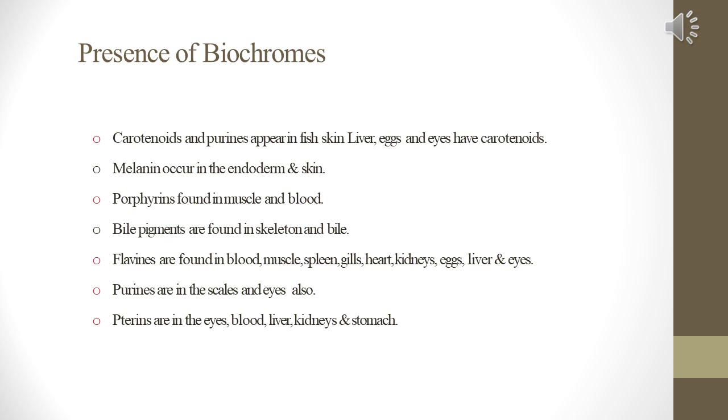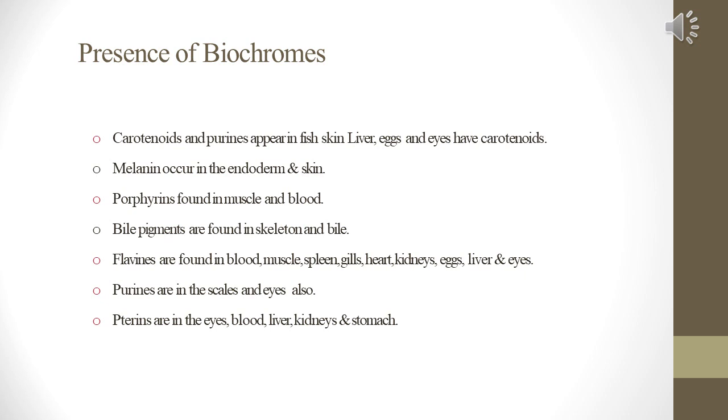So, what was the color of the flavin? The flavin shows the yellow color with greenish fluorescence. Mostly, it shows the greenish fluorescence. So, all these parts, if they have the flavin present in them, then they must show the yellow color or the greenish fluorescence.